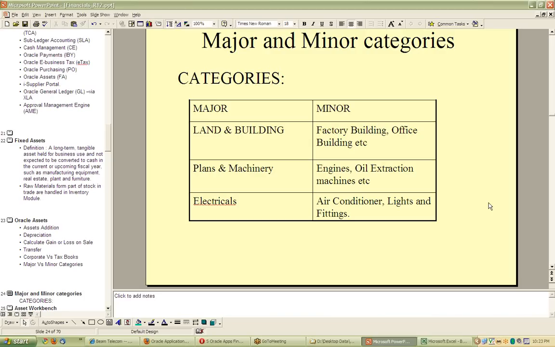The header is nothing but the major. We have land and building, plant and machinery, electricals. Okay, within that you can have different small categories. They are minor categories. Within minor categories, you will have assets. Within electricals, within air conditioner, you will have, say, air conditioner 1, 2, 3 or 4. Within lights and fittings, you will have lights, bulbs, choke, whatever it is.